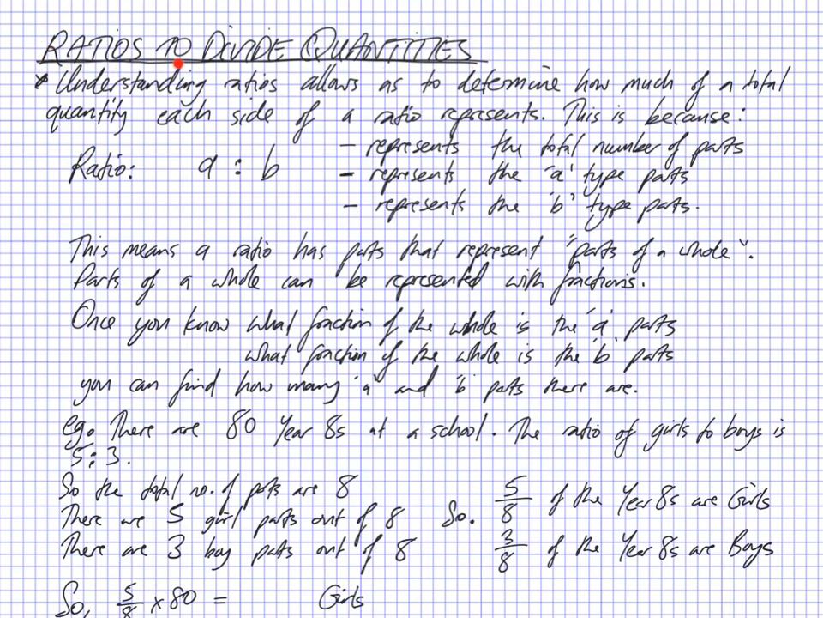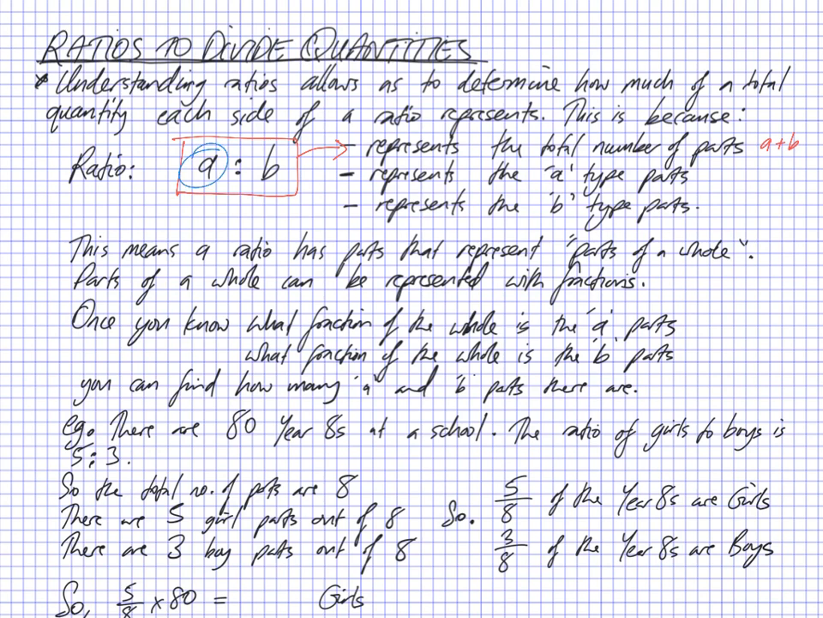This one is on using ratios to divide quantities. If you understand ratios, this allows us to find out how much of a total quantity each side of a ratio represents. Why? Because the whole of the ratio, the A side and the B side, represents the total number of parts. So the total number of parts is going to be whatever A plus B is.